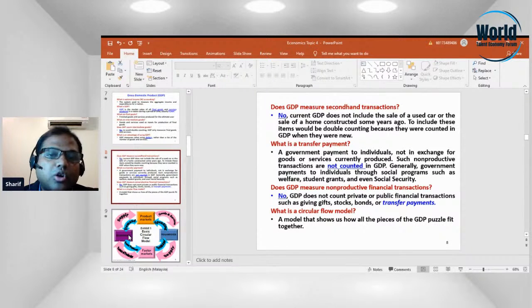Does GDP measure non-productive financial transactions? No. GDP does not count private or public financial transactions such as giving gifts, stocks, bonds, or transfer payments.